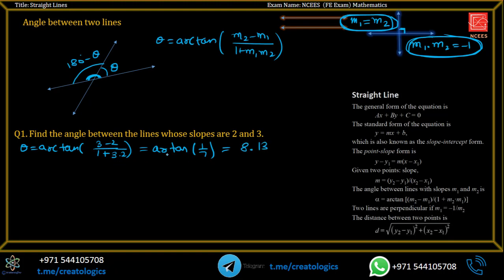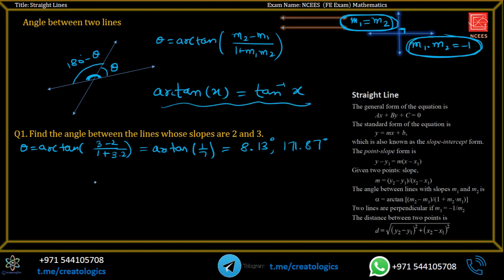So two angles, as I said, will be there. One of the angles is 8.13 and the second angle will be 180 minus this. When you subtract this from 180, you will get 171.87 degrees. The value of arctan of something you can find using your calculator by calculating tan inverse of that value.